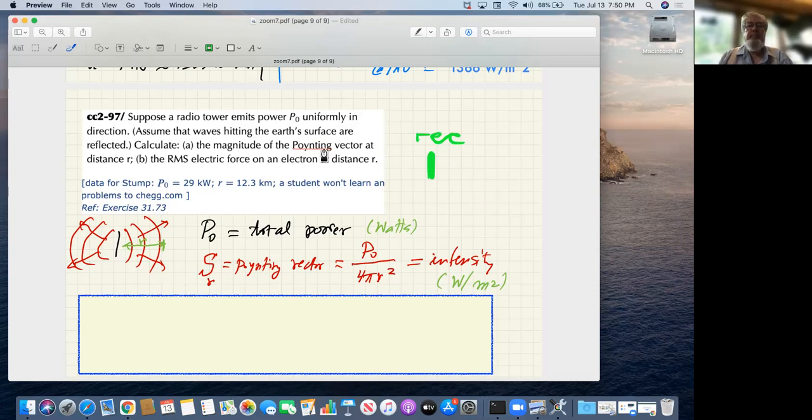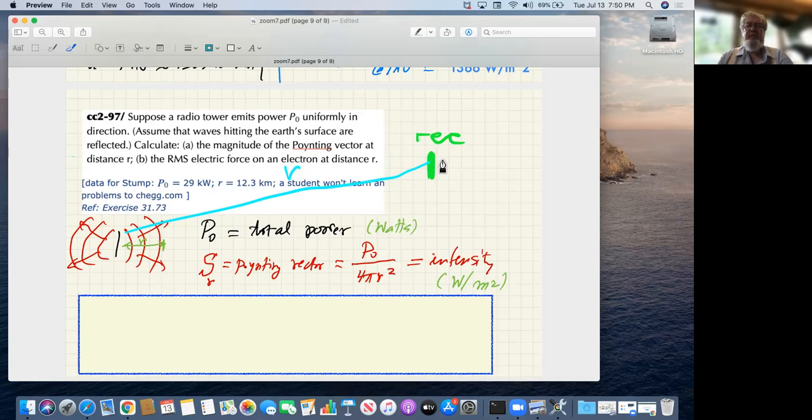And you're supposed to calculate the magnitude of the pointing vector at some distance, r. So put this in a different color. Let's say this distance is r. Calculate the magnitude of the pointing vector at a distance r and the strength of the electric field, the strength of the electric force on an electron.